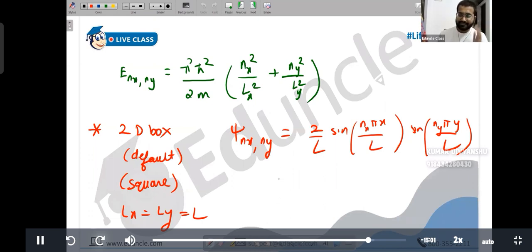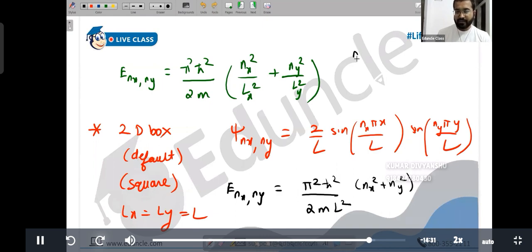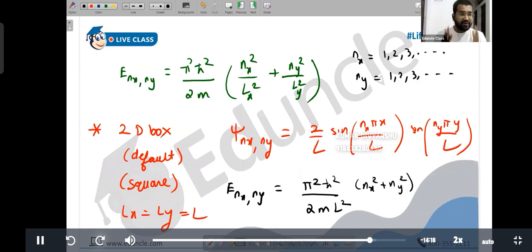What about energy? The energy E(nx, ny): again Lx squared and Ly squared both become L squared. Take L squared common. So we have pi squared h-bar squared upon 2mL squared, and in the bracket we will have nx squared plus ny squared. Nx and ny are quantum numbers respectively along the x and y axis. They cannot take the value 0, same argument.